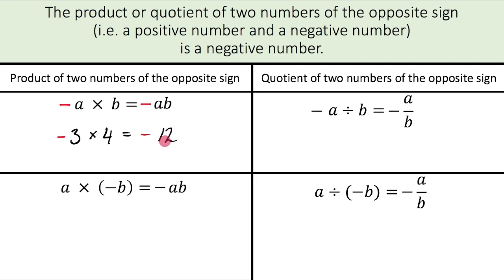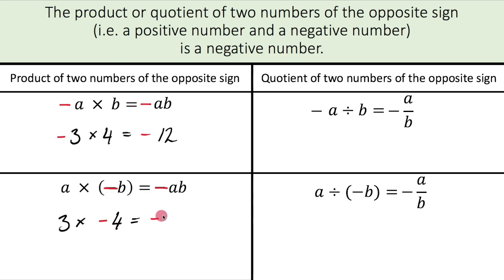Again, I would encourage you to answer these questions by first going 3 times 4 is 12, and then look at your negatives. So I have one negative, I have one positive, so my answer is going to be negative 12. Let's now go on to the next one, which is very similar. My negative is just over here this time. So I have a positive number times a negative number, and my answer is going to be negative ab. So I have a positive times a negative, and my answer is negative. And I could give you an example of this. So again, you should be copying this down as well. 3 times negative 4 equals negative 12.